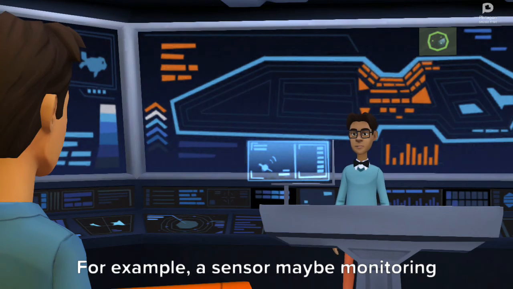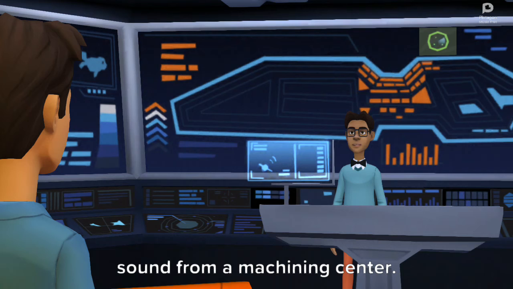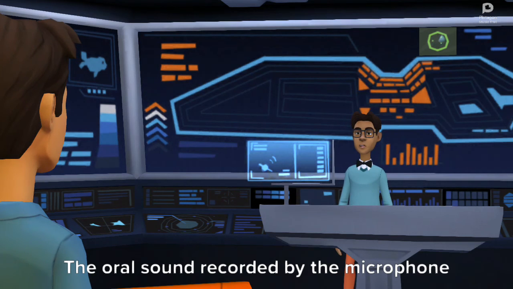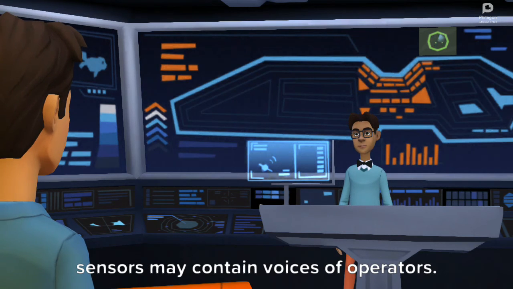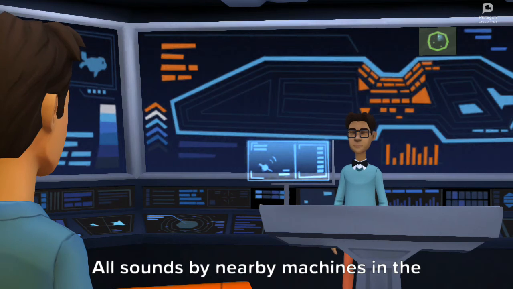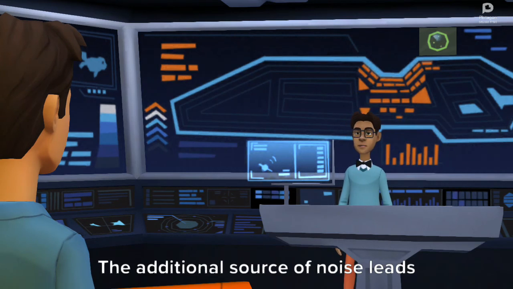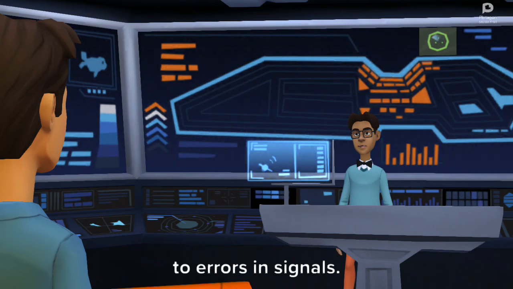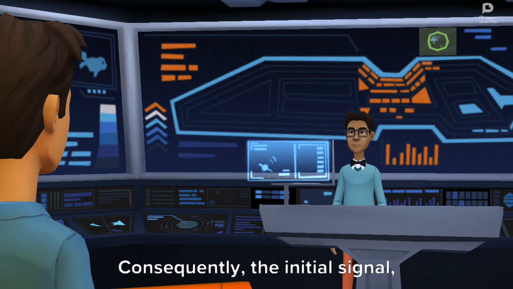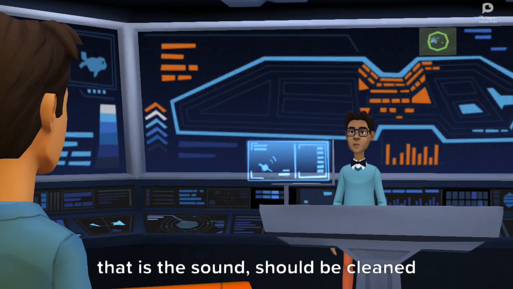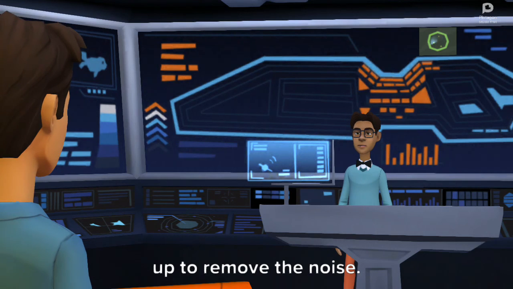For example, a sensor may be monitoring sound from a machining center. The audio recorded by the microphone sensors may contain voices of operators and all sounds made by nearby machines in the manufacturing shop. The additional source of noise leads to errors in signals. Consequently, the initial signal, that is the sound, should be cleaned up to remove the noise.